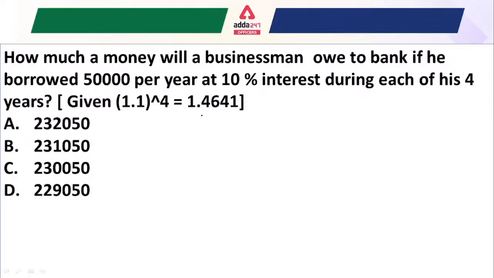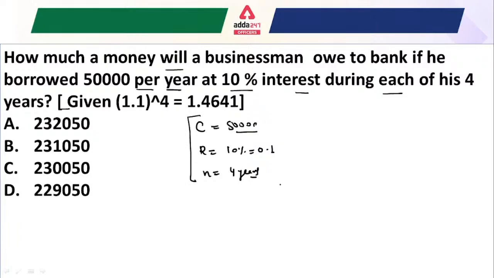Okay, so now we are going to solve questions based on these formulas. The first question: how much money will a businessman owe to the bank if he borrowed 50,000 per year at 10% interest during each of his 4 years? From this question we can conclude that the cash flow given is 50,000 rupees, the rate of interest given is 10%, which we can also write as 0.1, and the time period given is 4 years. Okay, these are all the things given here.